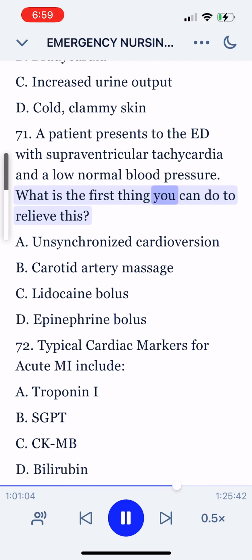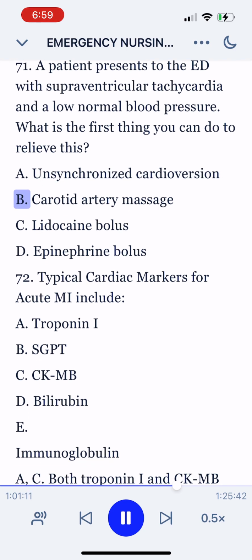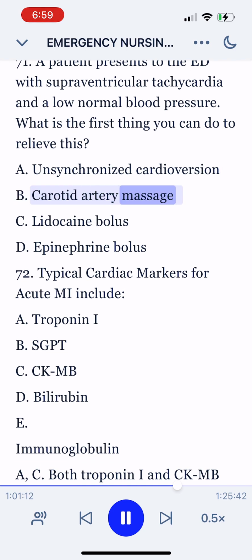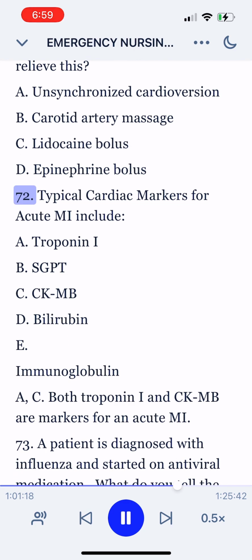71. A patient presents to the ED with supraventricular tachycardia and a low normal blood pressure. What is the first thing you can do to relieve this? A. Unsynchronized cardioversion. B. Carotid artery massage. C. Lidocaine bolus. D. Epinephrine bolus.